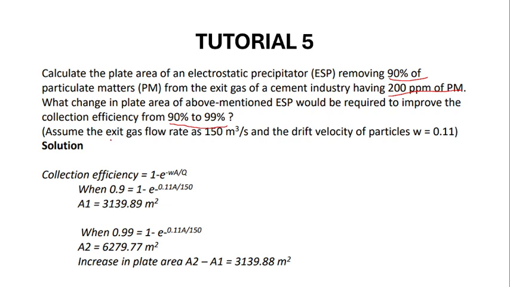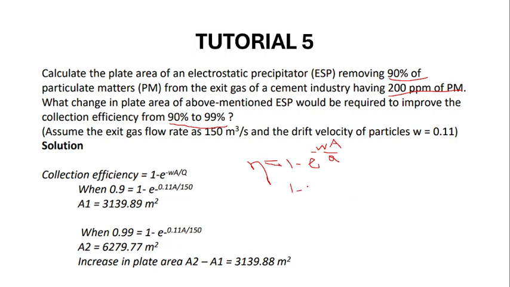You have to assume the exit gas flow rate as 150 meter cube per second, and the drift velocity of the particle is 0.11. Okay, so the formula is, we know eta is equal to, same formula is applied. Eta is equal to 1 minus e power minus w into A divided by Q. So we need to find the area for 90% as well as 99%, and we have to subtract them. Find the increase in A.